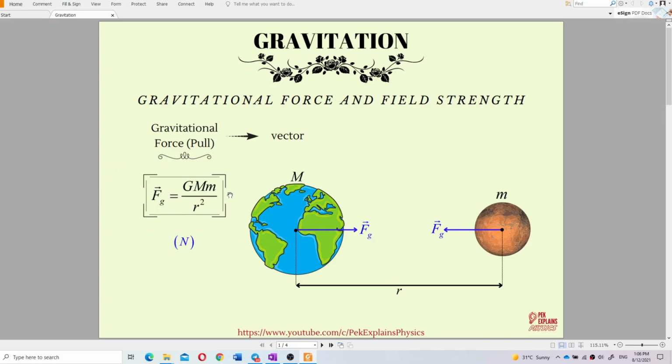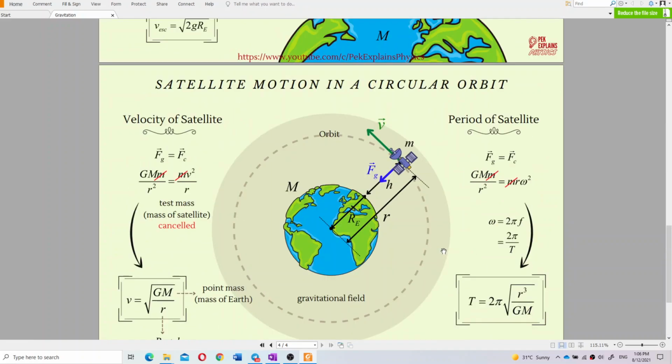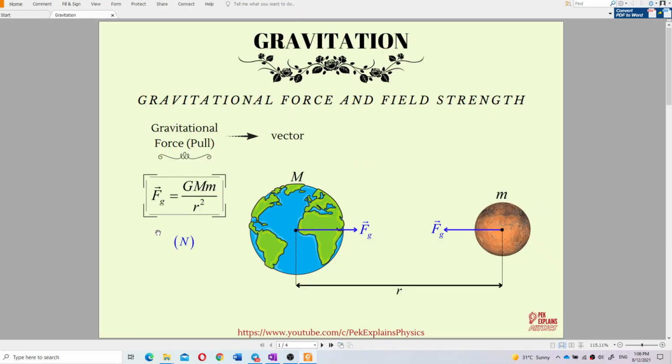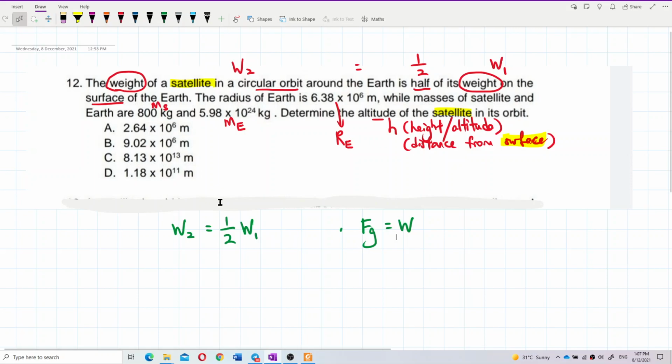So we are going to use this formula: gravitational force equals G m M over r squared. Gravitational force, not the satellite formula. It's about the weight. So weight is about gravitational force. We have r squared. This is the mass of the satellite, and this is the mass of Earth, and this is the distance between centers, the center of Earth and the center of the satellite. Okay, so we're going to use that.